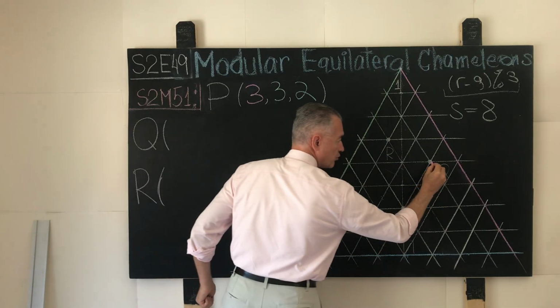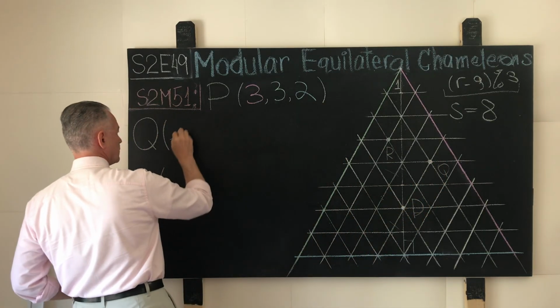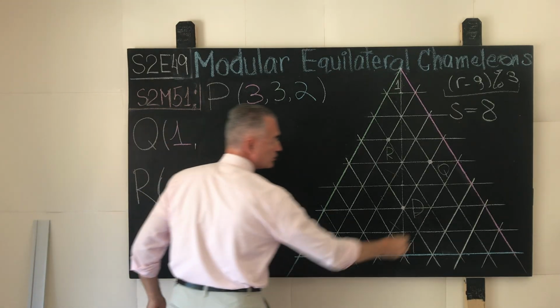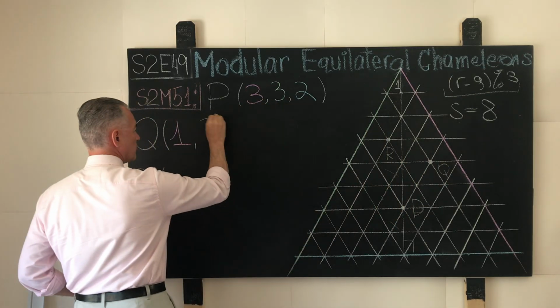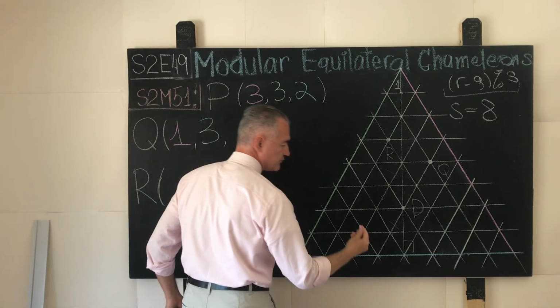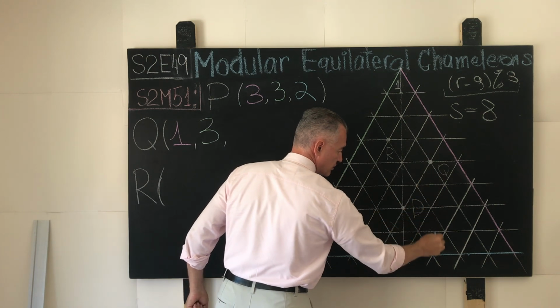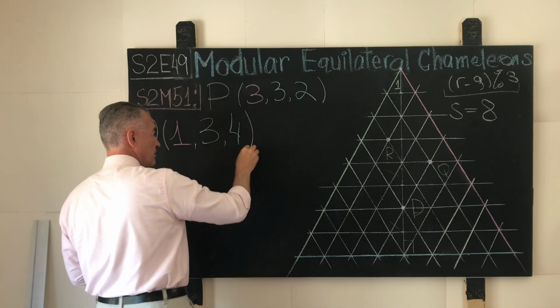Okay, the coordinates of the next point, Q, let's write it down. The distance from the point Q to the red side is what? 1. So we'll write down 1. Very good. What is the distance from the point Q to the green side? 1, 2, 3. So that will be 3. Very nice. What is the blue component for the coordinate of the point Q? 1, 2, 3, 4. So we'll write down 4.